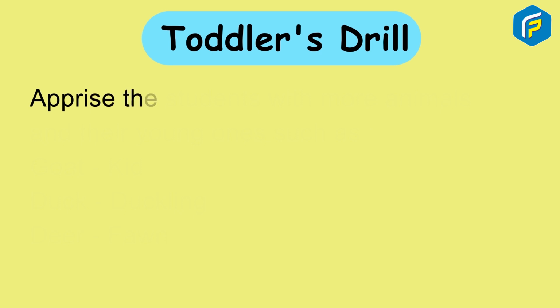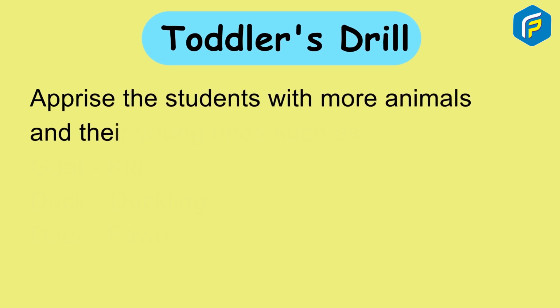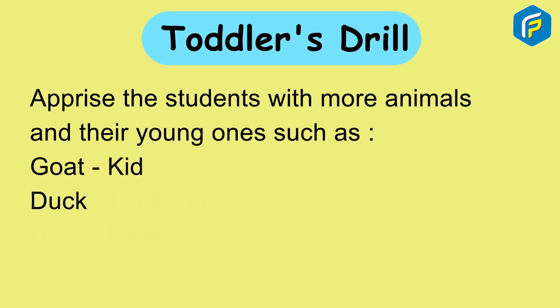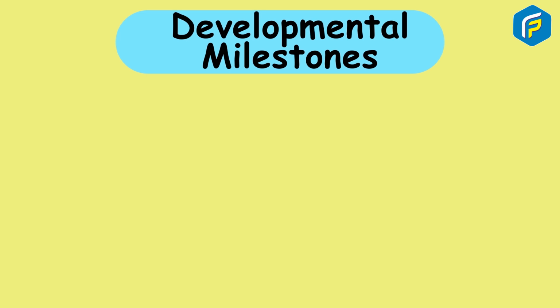What do we get from cows? Toddler's drill. Tell the students about more animals and their young ones, such as goat, kid; duck, duckling; deer, fawn. Developmental milestones. Assimilate more animals and their young ones. Recall. Visualization. Goat.